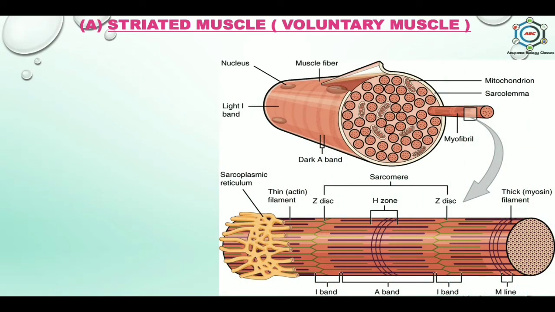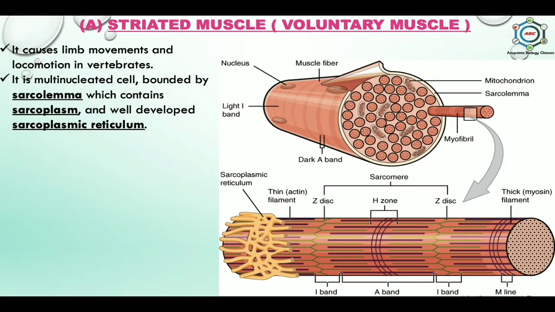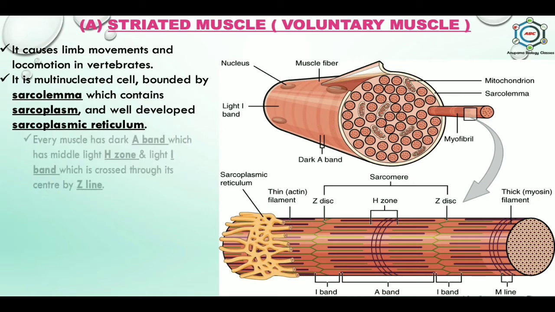Now you can see the picture. This is the striated muscle magnified view, and this is also known as the voluntary muscle because their activities are under the control of the organism. It causes limb movements and locomotion in vertebrates. It is a multinucleated cell bounded by the sarcolemma, which contains sarcoplasm and a well developed sarcoplasmic reticulum. The word sarco is used in the case of muscles.